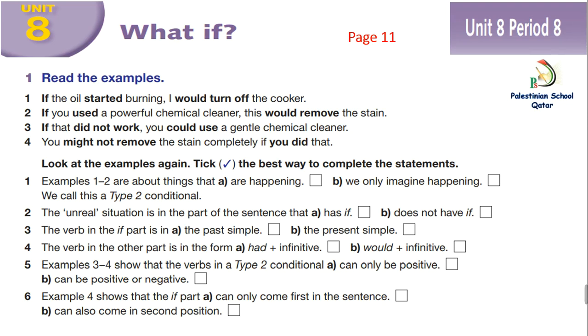Now look at the examples again. Take the best way to complete the statements. Example number one. Examples 1 and 2 are about things that are happening or only imagined happening, and we call this type 2 conditional. Yeah, it is imaginary, actually it's not real.